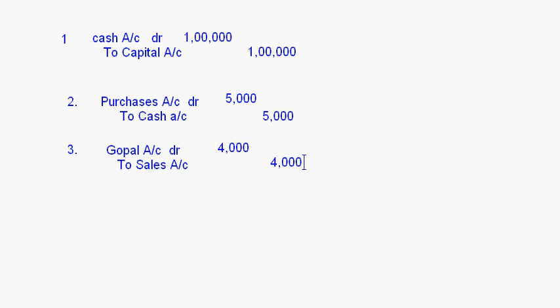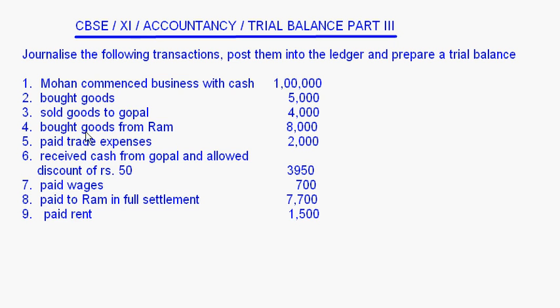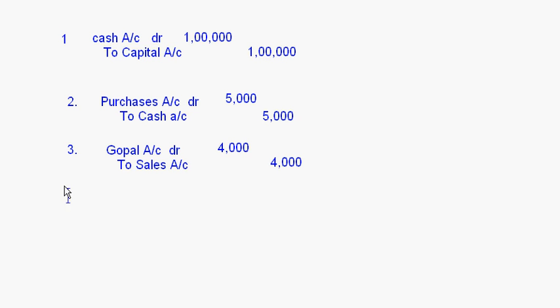Now the next entry, bought goods from Ram. So this is purchases account debit to Ram account. Credit purchase to Ram account. The amount is 8,000.